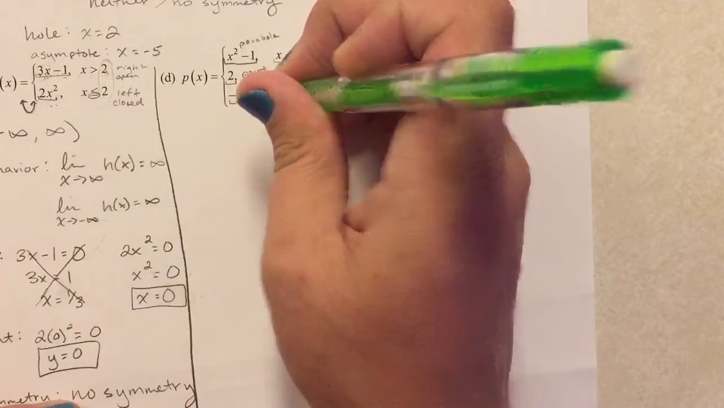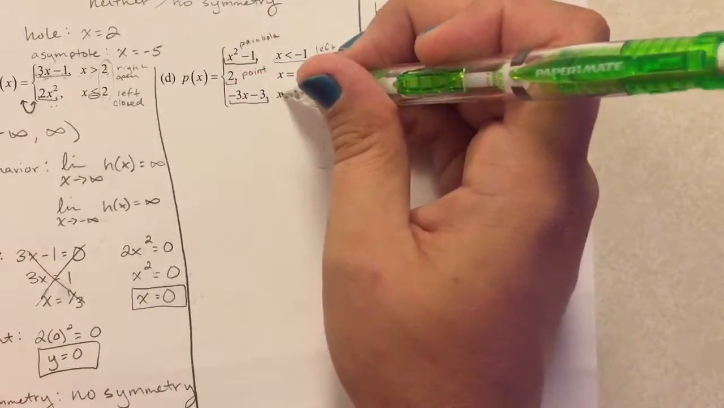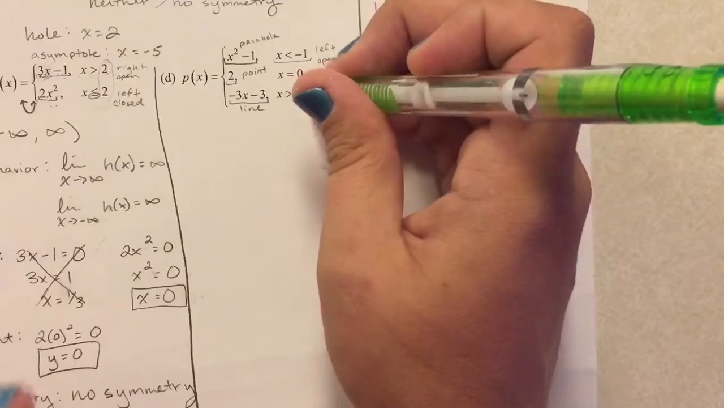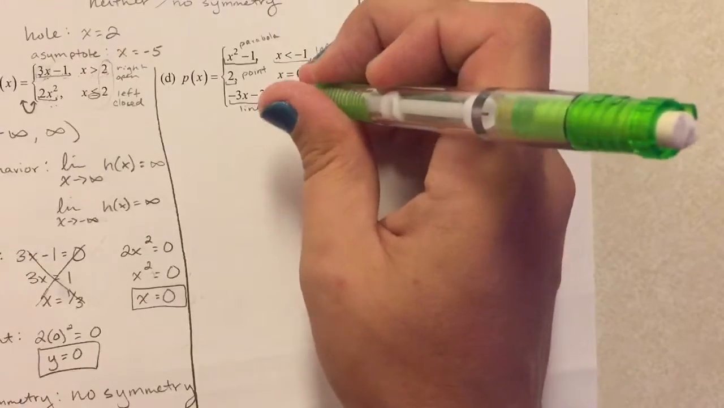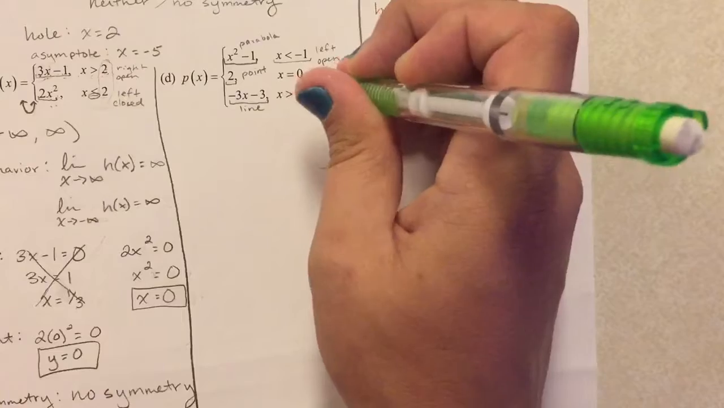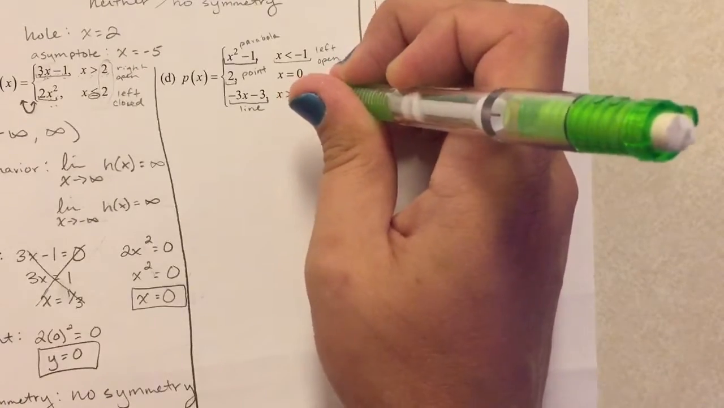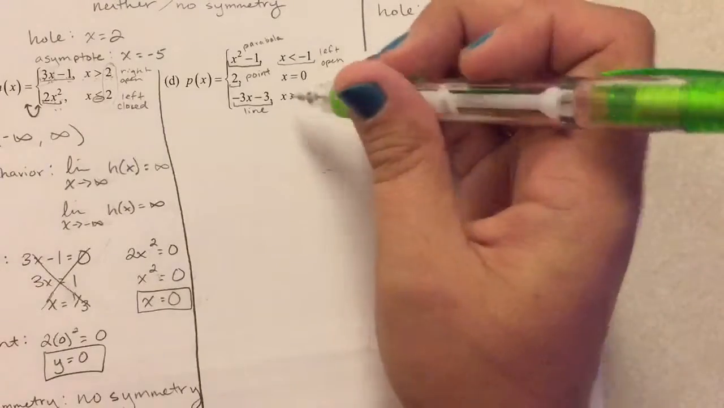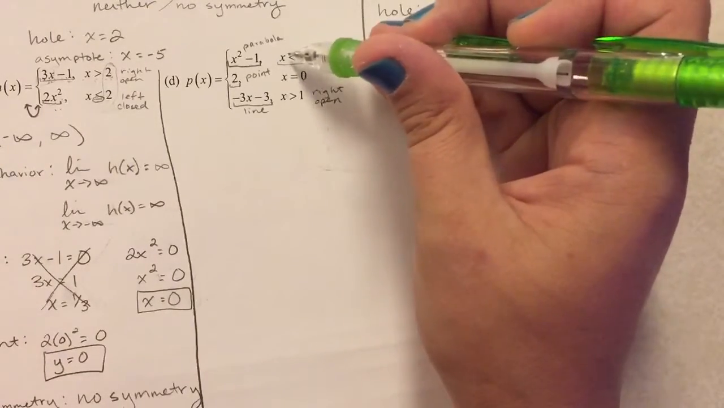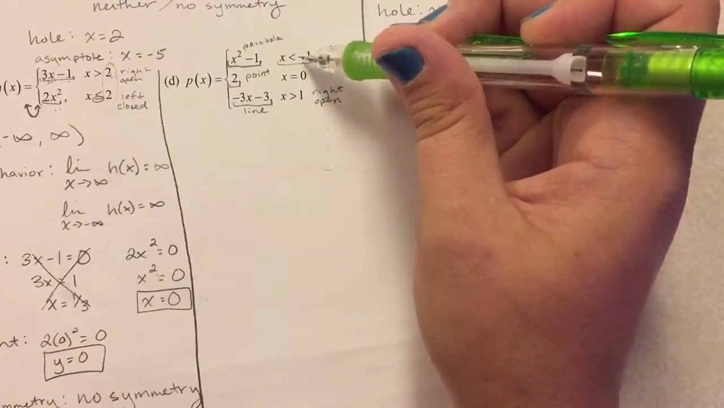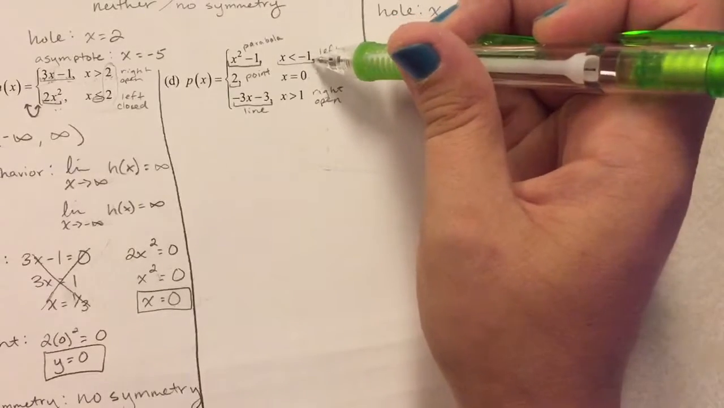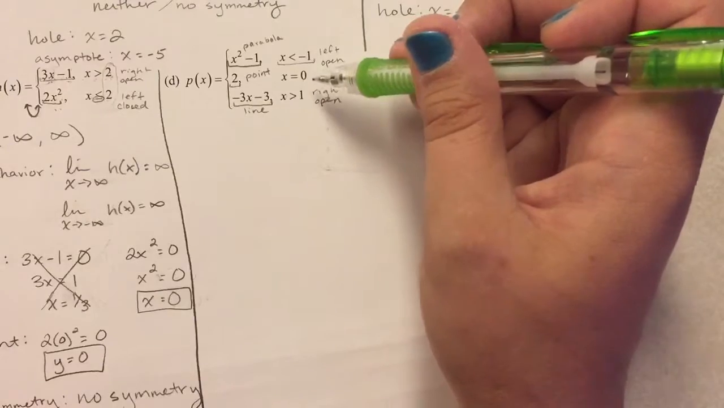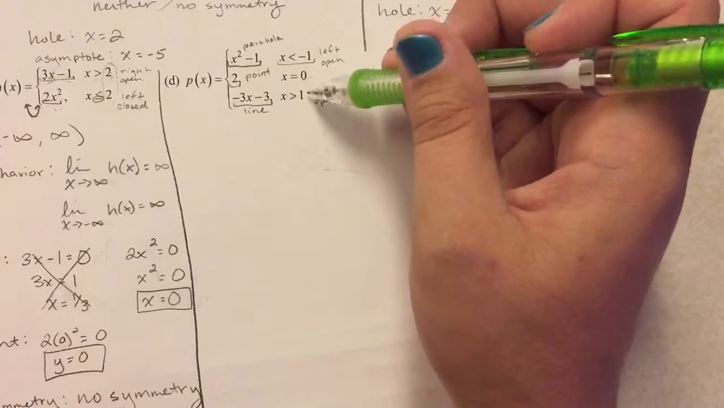This piece right here is a line, and it's a line where x is greater than 1. So this is going to the right because it's greater, and it's open because there's no or equal to. So it looks like this function exists from less than -1, so -infinity to -1, has a break between -1 and 0. There's a point at 0, and then there's a break again between 0 and 1.